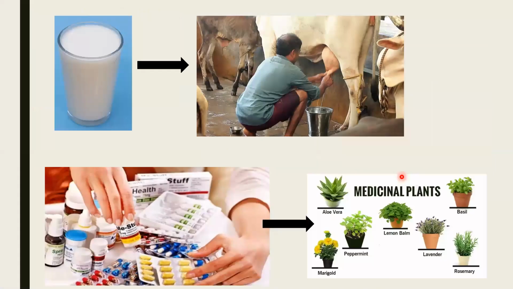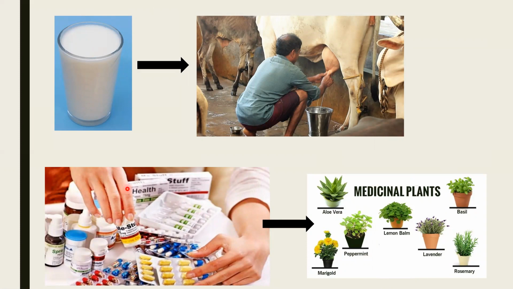Let's see some more examples. See, here is milk. We get milk from cows, that is animals. Now from animals, if we have to take out milk, again we need a human being. See, again there is a product, we need a human being, and we need also animals.